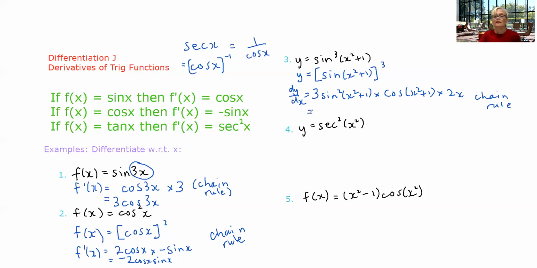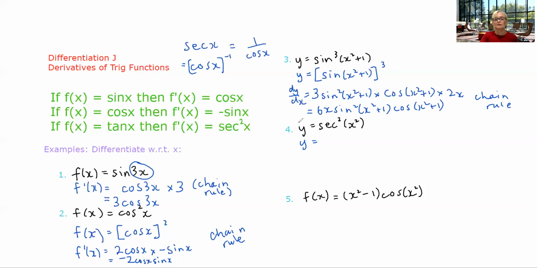So let's just tidy this up, and what do we get? We get 6x outside of sine squared, x squared plus 1, cos of x squared plus 1. So just remember, it doesn't matter how many functions you've got happening, you work your way in from the outside.